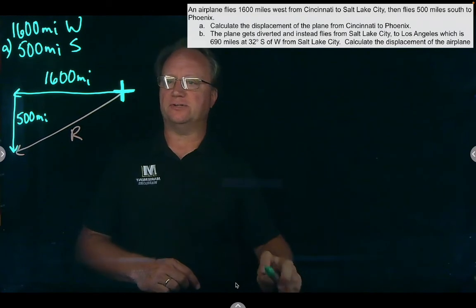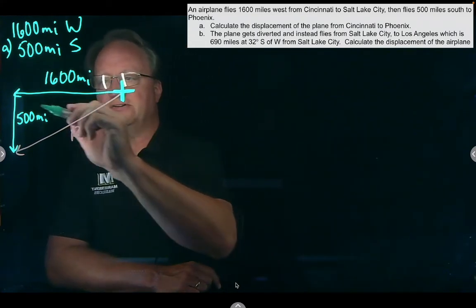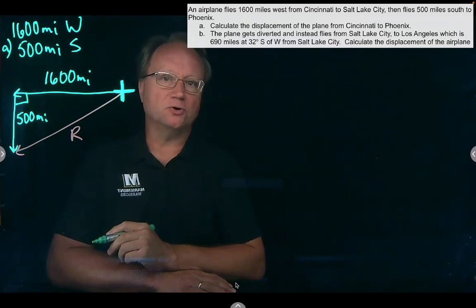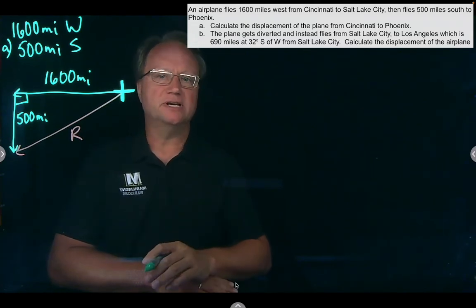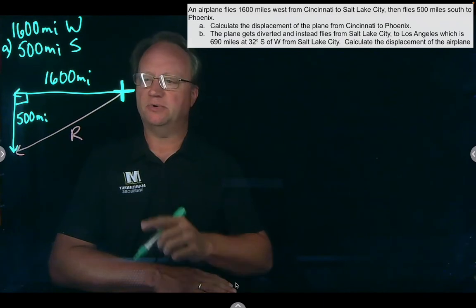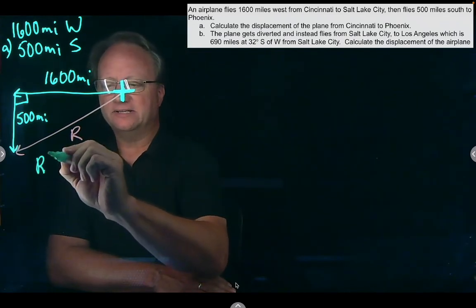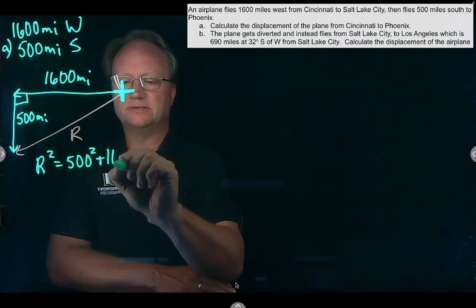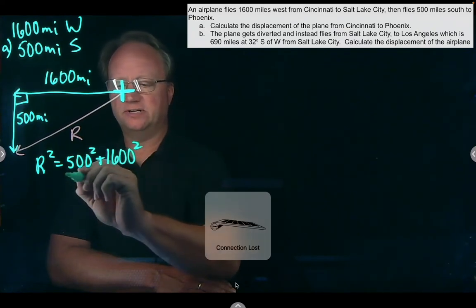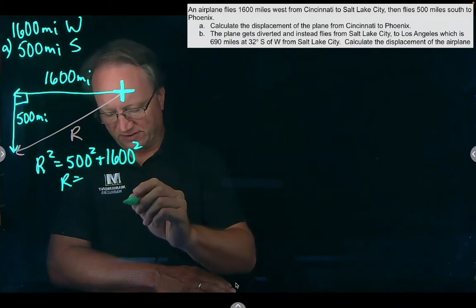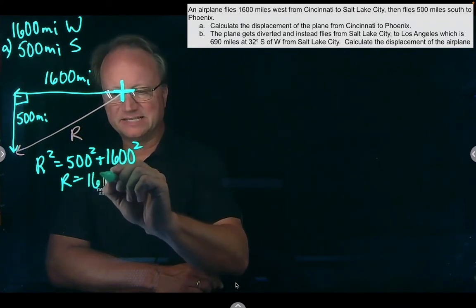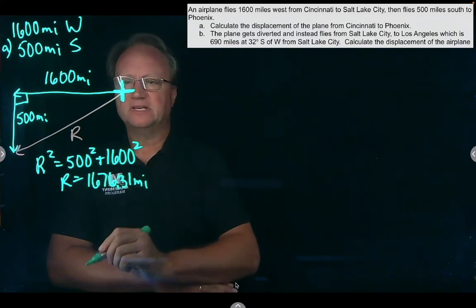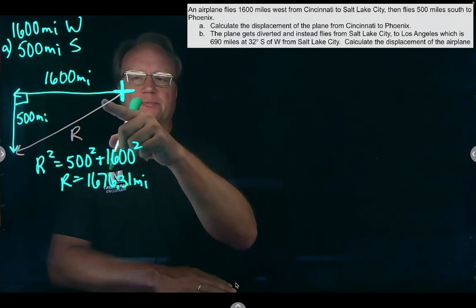Now, these two vectors, south and west, form a right angle. And as long as they form a right angle, we can use your normal trig functions and Pythagorean theorem. So we can find r directly by r squared equals 500 squared plus 1,600 squared. So that's going to give us an r value of 1676.31 miles.